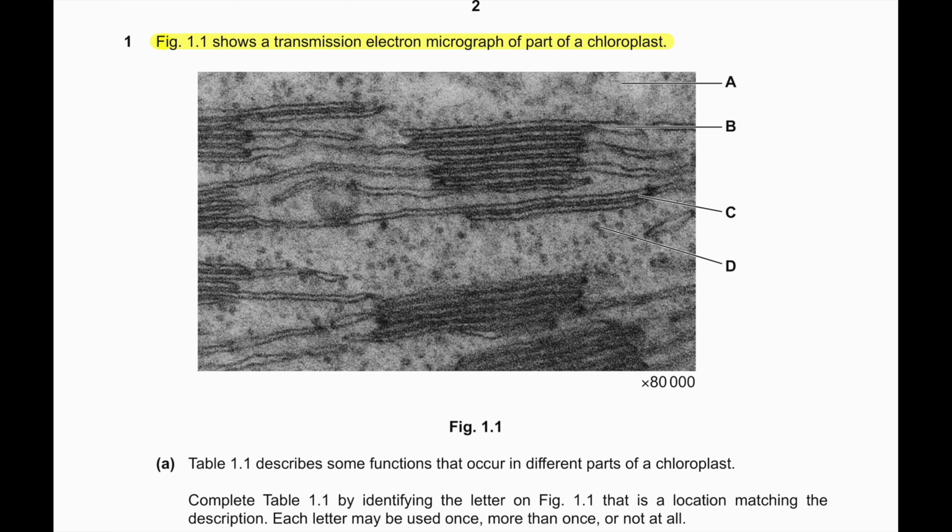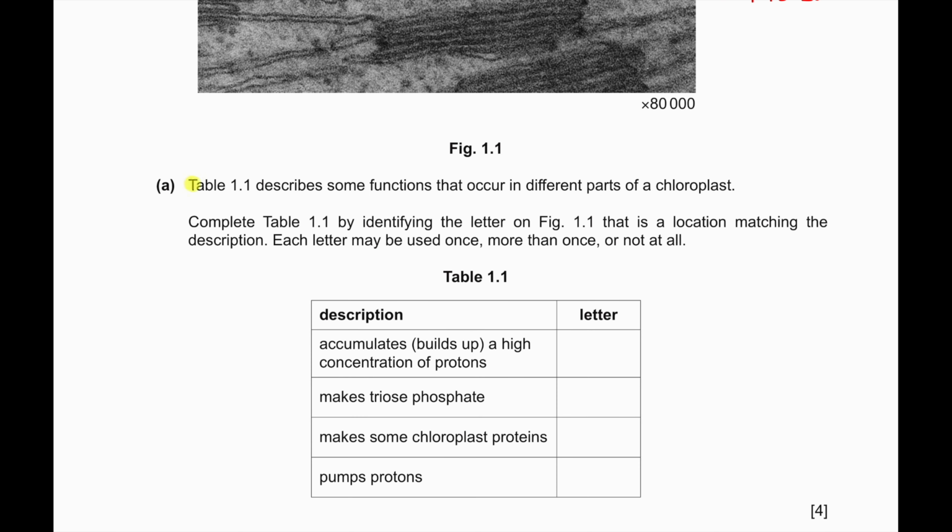A is the stroma, B is the inside of the thylakoid, so we'll call it thylakoid lumen, C is the thylakoid membrane, and D is the ribosome. Table 1.1 describes some function that occurs in different parts of a chloroplast. Complete table 1.1, identifying the letter on figure 1.1 that is a location matching the description. Each letter may be used once, more than once, or not at all.